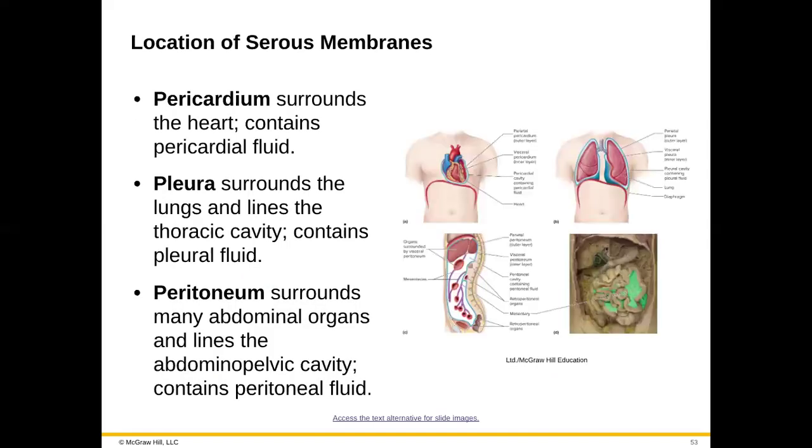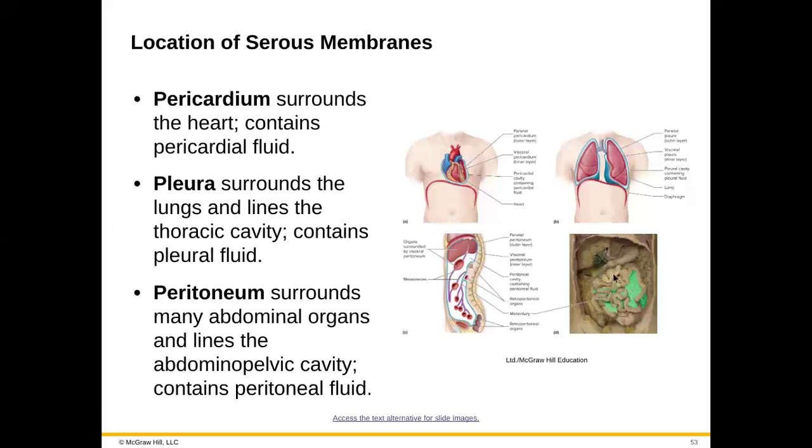Now, we talked about visceral versus parietal membranes, but we kind of left it at that. What we can do to make it more specific is look at the different membranes of different organs. So the pericardium, I've talked about this. This is the serous membrane of the heart. The pericardium is going to surround the heart and contain the pericardial fluid. The pericardium that is directly on the surface of the heart is the visceral pericardium. The pericardium that is around the pericardial cavity is known as the parietal pericardium.